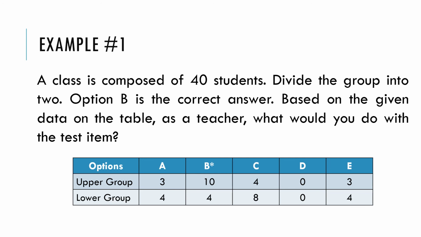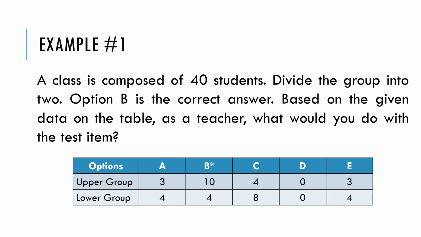Here we will find out what we should do for this particular item based on the values presented in the table. If we total the upper group, 3 plus 10 plus 4 plus 3, that is equivalent to 20. And then 4 plus 4 plus 8 plus 4 is also equivalent to 20. So 20 plus 20 would be 40 students, which is what I got in this example. Okay.